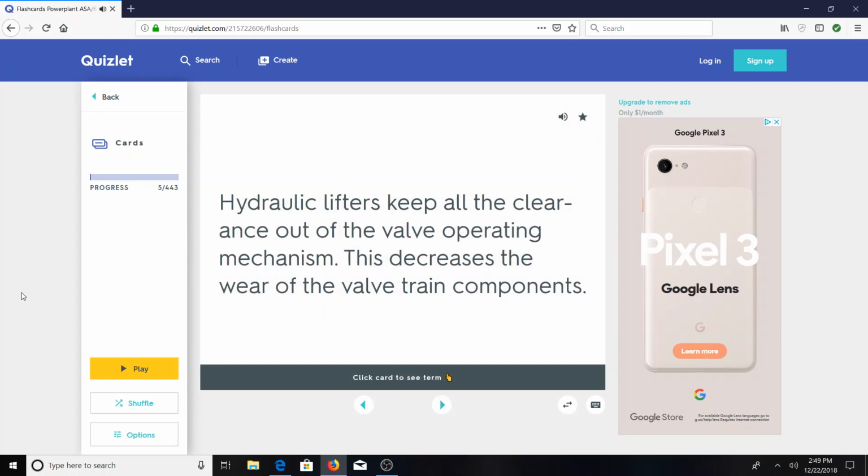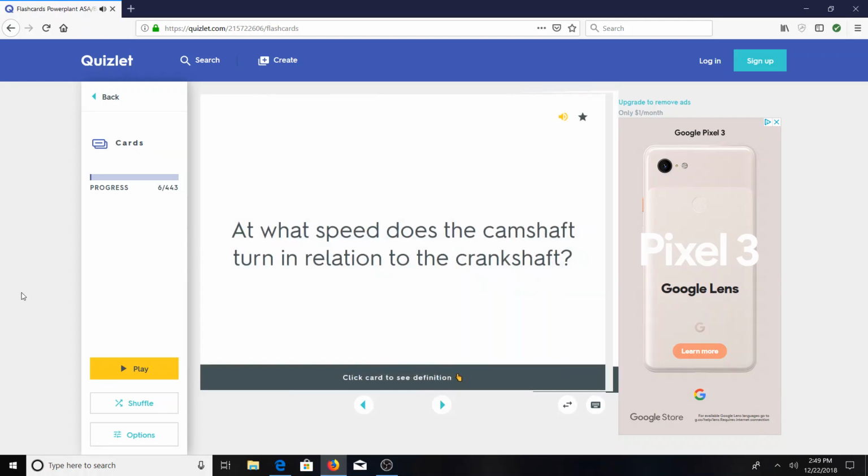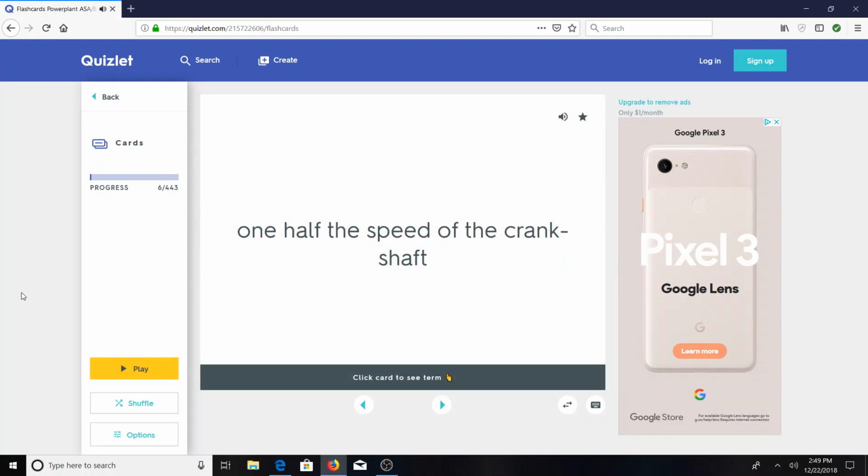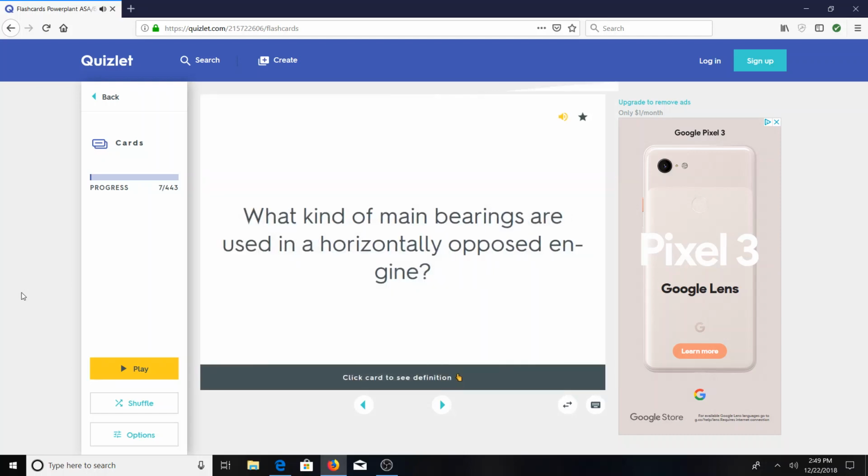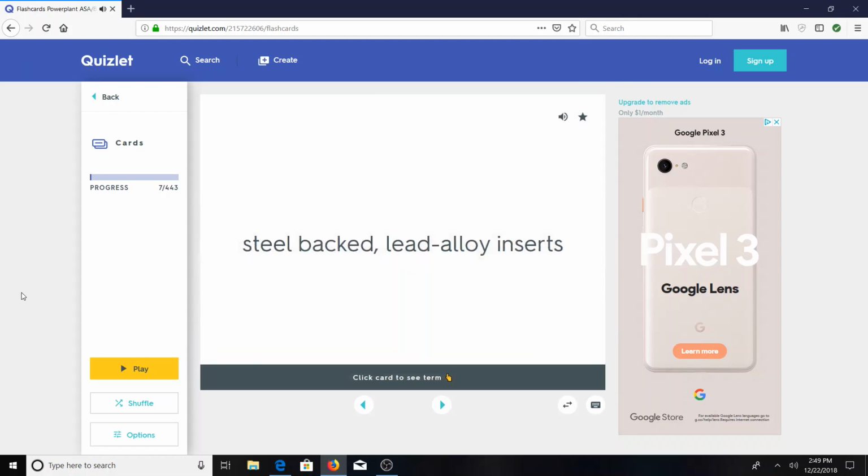Hydraulic lifters keep all the clearance out of the valve operating mechanism. This decreases the wear of the valve train components. At what speed does the camshaft turn in relation to the crankshaft? 1/2 the speed of the crankshaft. What kind of main bearings are used in a horizontally opposed engine? Steel-backed lead alloy inserts.